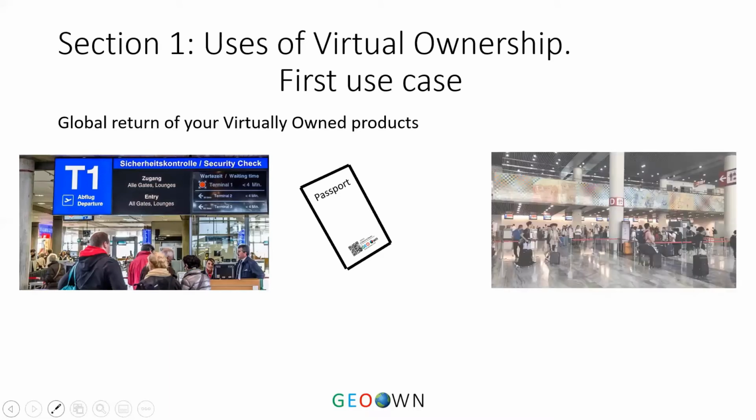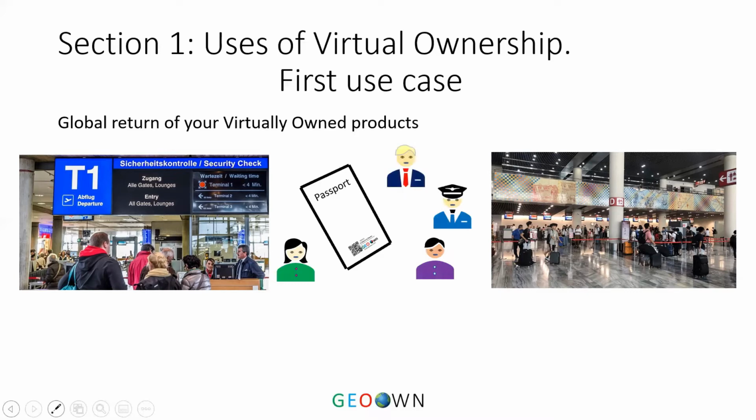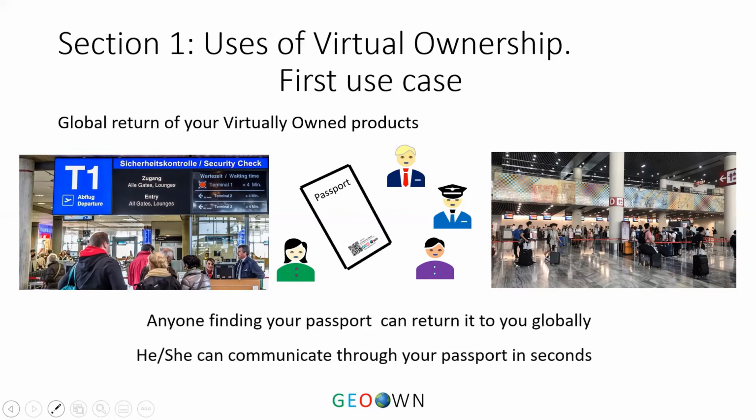At the airport or hotel or anywhere when you're traveling, say you have misplaced your passport, it is found perhaps by a co-traveler or by the airport staff or hotel employee. Any of these people finding the passport just scan the virtual ownership code on the passport and you get a message on your email or mobile phone in seconds. You are saved the hassle of worrying about where you dropped your passport.